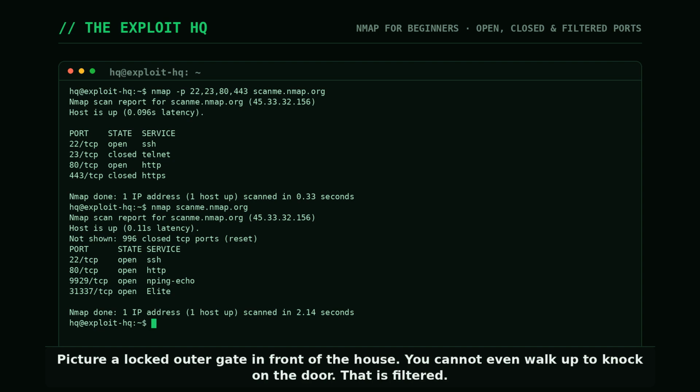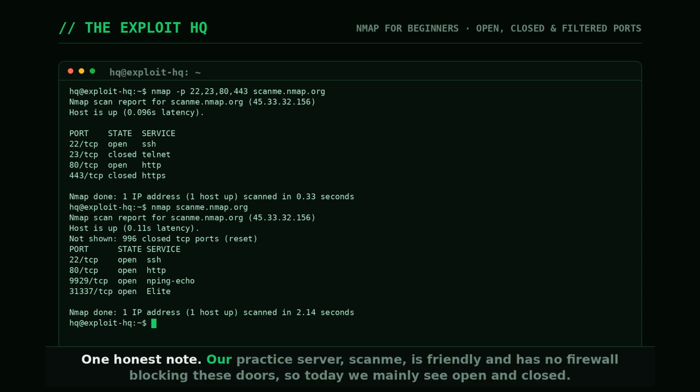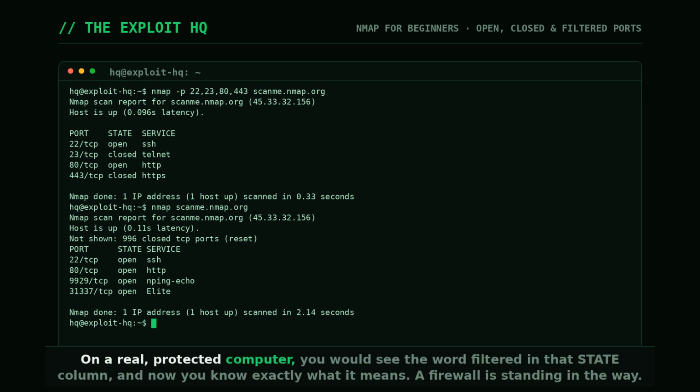That is filtered. One honest note. Our practice server, ScanMe, is friendly and has no firewall blocking these doors, so today we mainly see open and closed. On a real protected computer, you would see the word filtered in that state column, and now you know exactly what it means. A firewall is standing in the way.